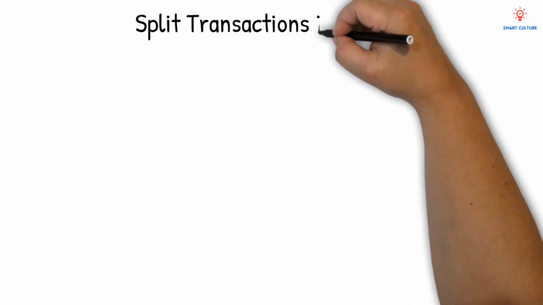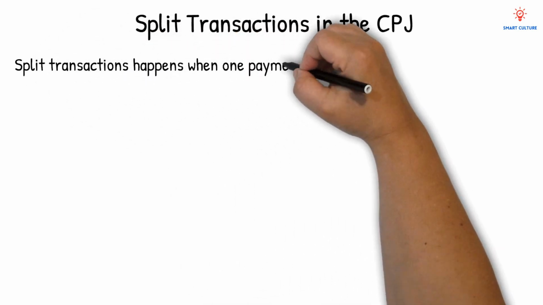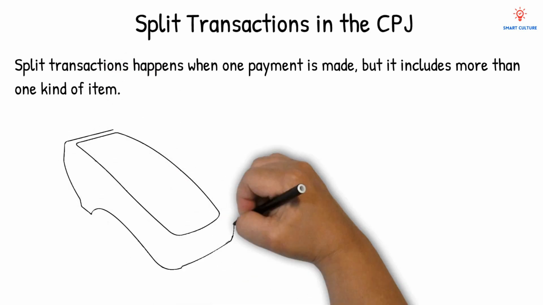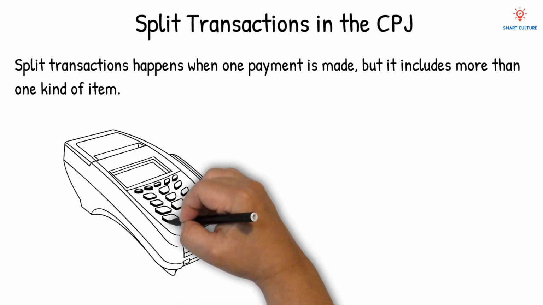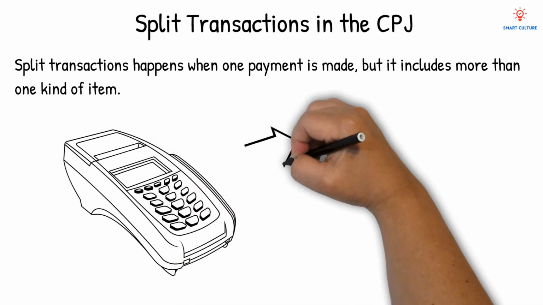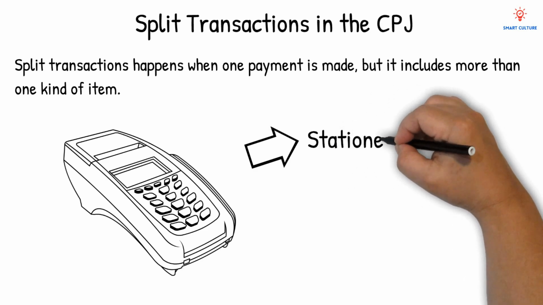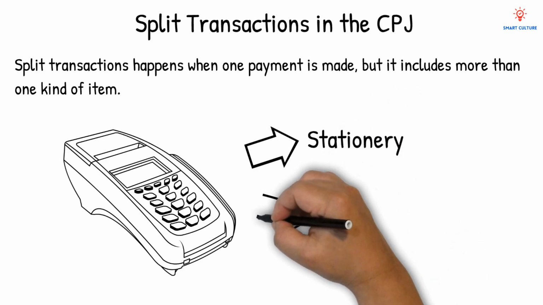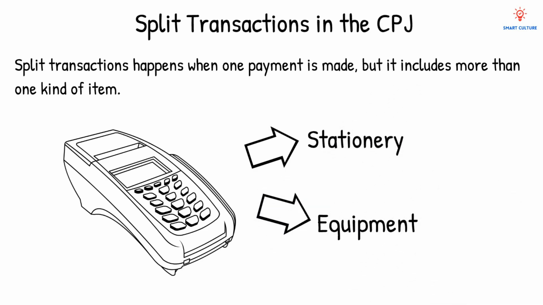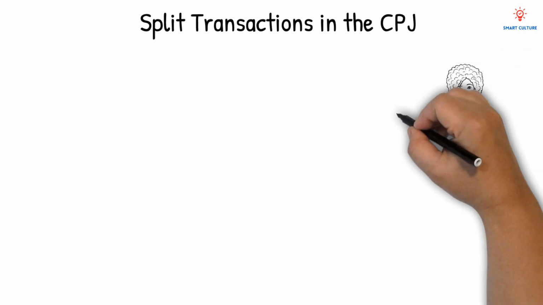In this lesson, we will learn how to handle split transactions in the CPJ. That means one EFT payment used for more than one type of expense. A split transaction happens when one payment is made, but it includes more than one kind of item, like stationery and equipment. In the CPJ, we need to split that amount between the correct columns.